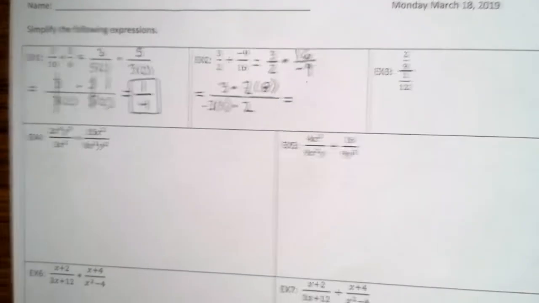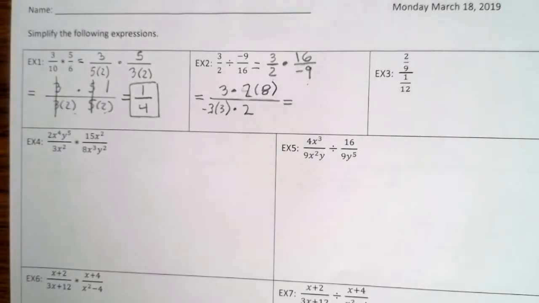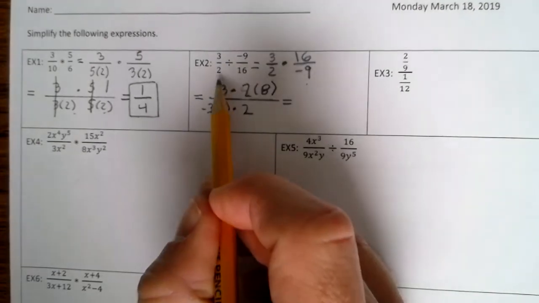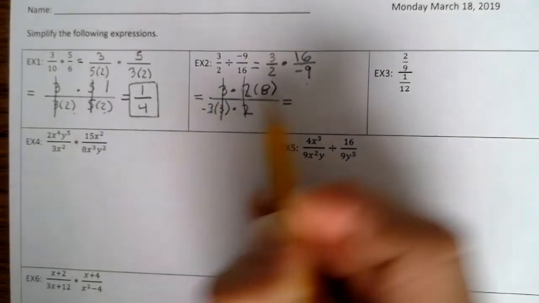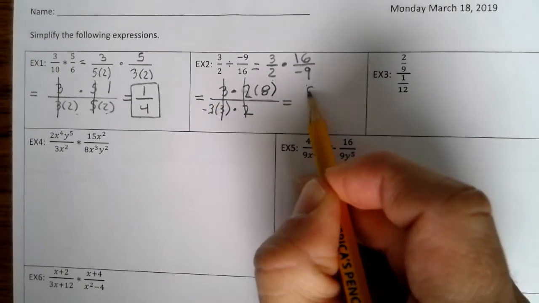All right. Now, the reason why you would do that is because 3 divided by 3 is 1, 2 divided by 2 is 1. So you're left with 8 divided by negative 3.